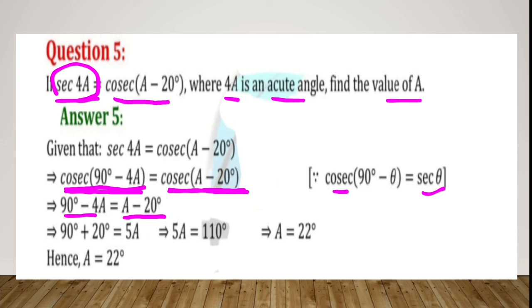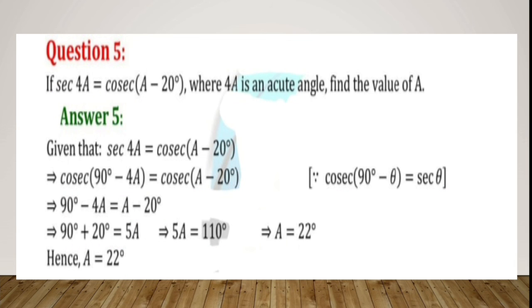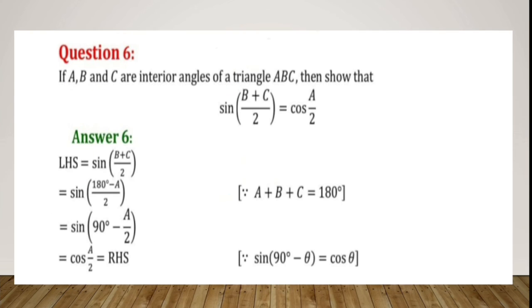If you solve this equation, you will get 90 plus 20 is equal to 5a, that is 5a is equal to 110, a equals 22. So the value of a will be 22 degree. In this way, you have to solve question number 5. Now question number 6. If A, B and C are the interior angles of a triangle ABC, then show that sin((B plus C)/2) is equal to cos(A/2).